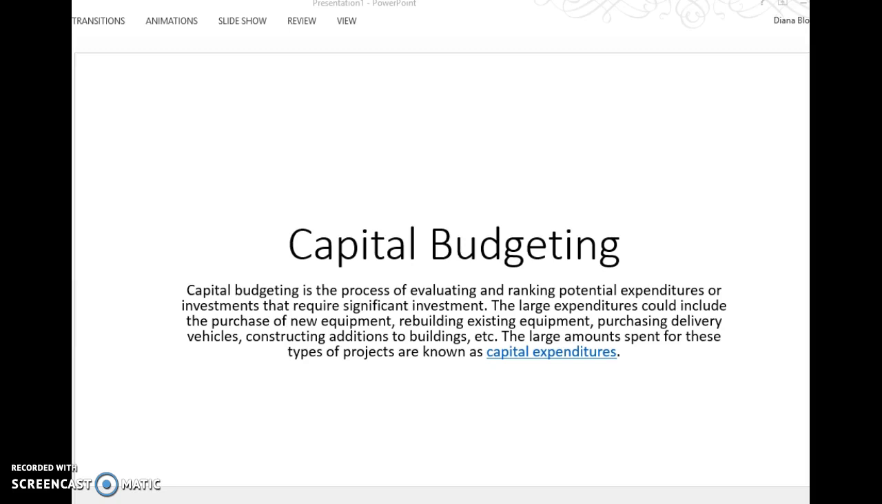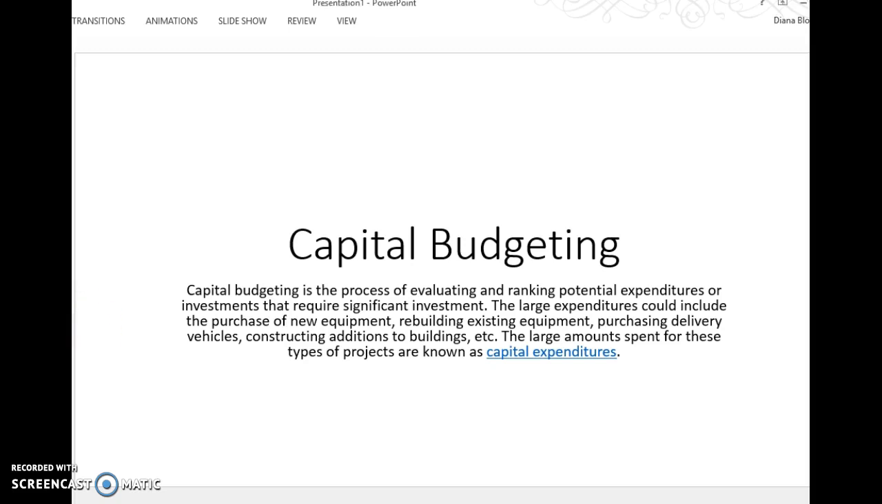So this is not like working capital where you're just buying supplies and inventory. We're talking about big investments where money is going to be tied up for quite a bit of time. So once we make this investment, we're stuck with it for a period, or it's not easily undone. So these are capital expenditures when we're talking about purchasing new equipment that may cost millions of dollars, or rebuilding existing equipment. Maybe purchasing vehicles, doing some construction, purchasing new buildings. These are the kinds of things we're talking about as far as capital expenditures. And so our capital budget is our plan for which capital expenditures we're going to go ahead and make.